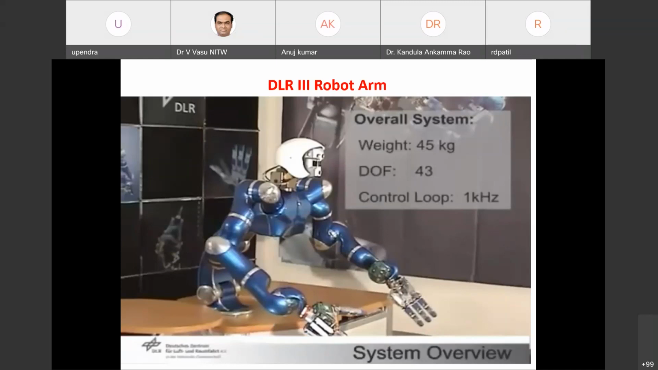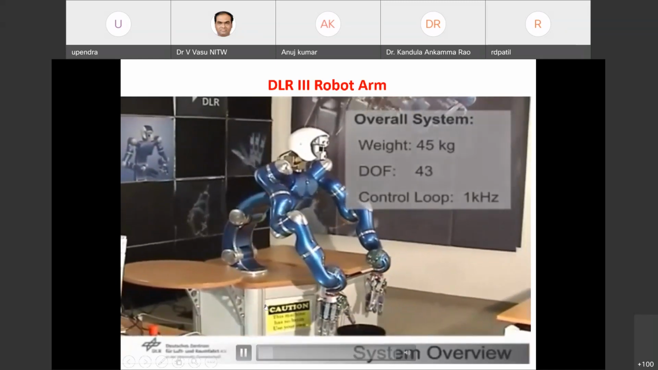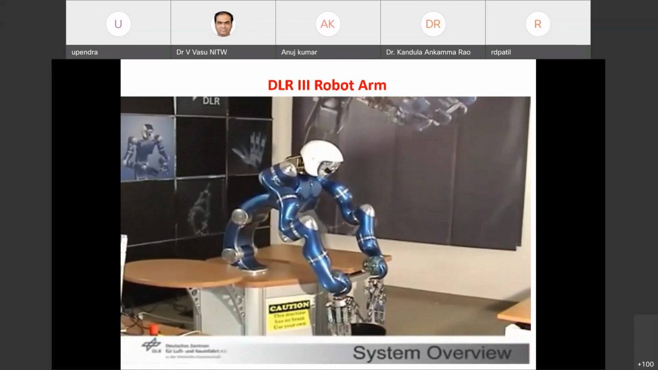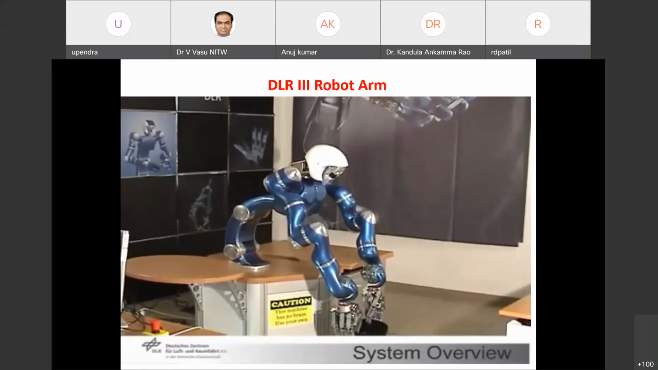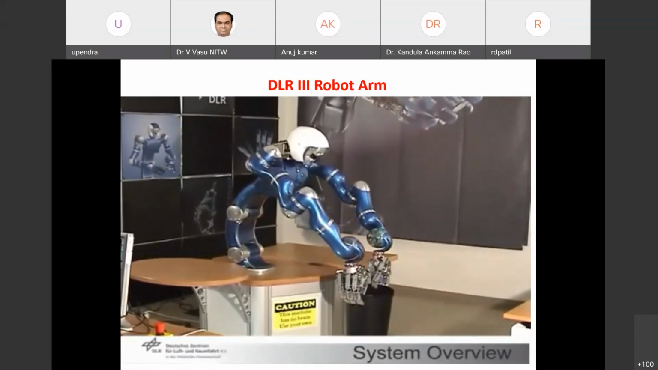So two hands of a human have 54 degrees of freedom, whereas this robot has only 43 degrees of freedom. Still, it is 11 degrees of freedom less, but it is going to be near to human. The system is able to reach objects on the floor as well as on a shelf at 2 meters height. It also has anthropomorphic kinematics to allow research on bimanual grasping.